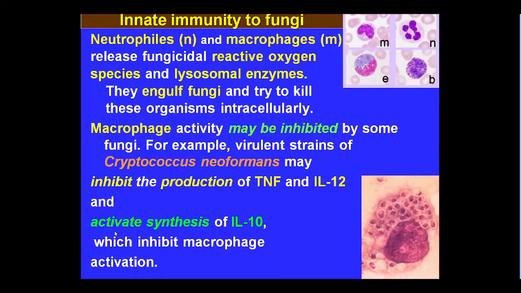Neutrophils and macrophages release fungicidal reactive oxygen species and lysosomal enzymes trying to digest fungal organisms. They engulf fungi and try to kill them, but in some cases this becomes impossible. Macrophage activity may be inhibited by some fungi. For example, Cryptococcus neoformans may inhibit the production of tumor necrosis factor and interleukin-12, these pro-inflammatory cytokines, by macrophages.